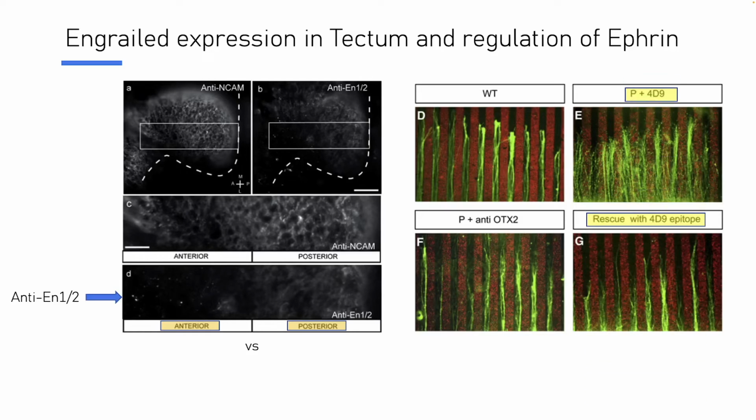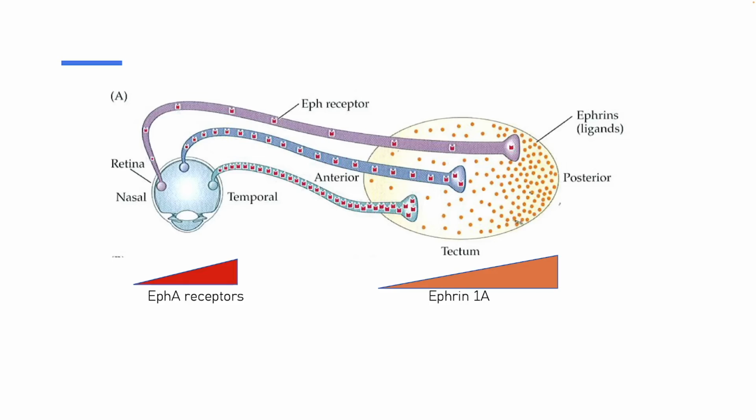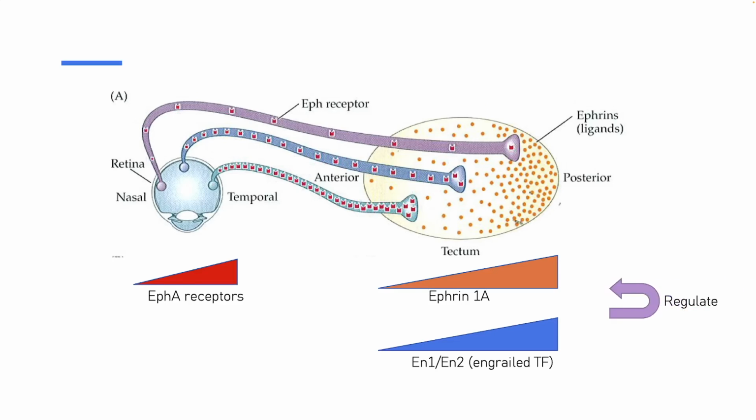You see that the temporal axons lost preference, but if you rescue the engrailed with a 4D9 epitope, you'll see the preference return. And so we see that ephrin 1A's gradient, which regulated the interaction of the retinal axons, is itself regulated by another gradient, that of the transcription factor engrailed. As you can see, different transcription factors, receptors, and molecules can play different roles in different pathways. Engrailed not only induced midbrain formation, but also regulated ephrin 1A.